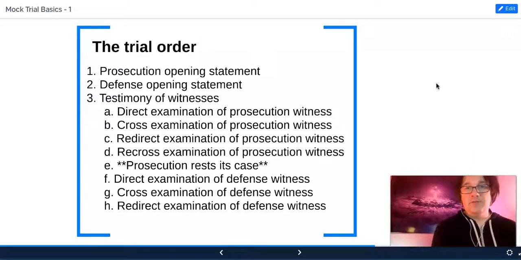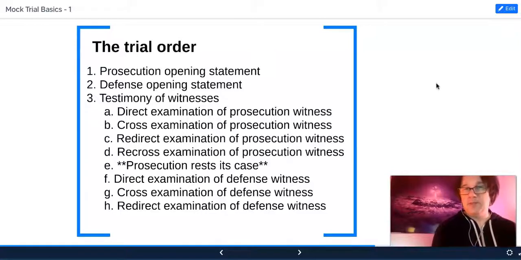So there will be the direct examination of a prosecution witness, and then the defense will have an opportunity to cross-examine that prosecution witness. Now, the cross-examination process is designed to kind of delegitimize what that witness said during the direct examination, but we'll also talk in depth about how to do effective cross-examination. This can be followed by a redirect examination of the prosecution witness.